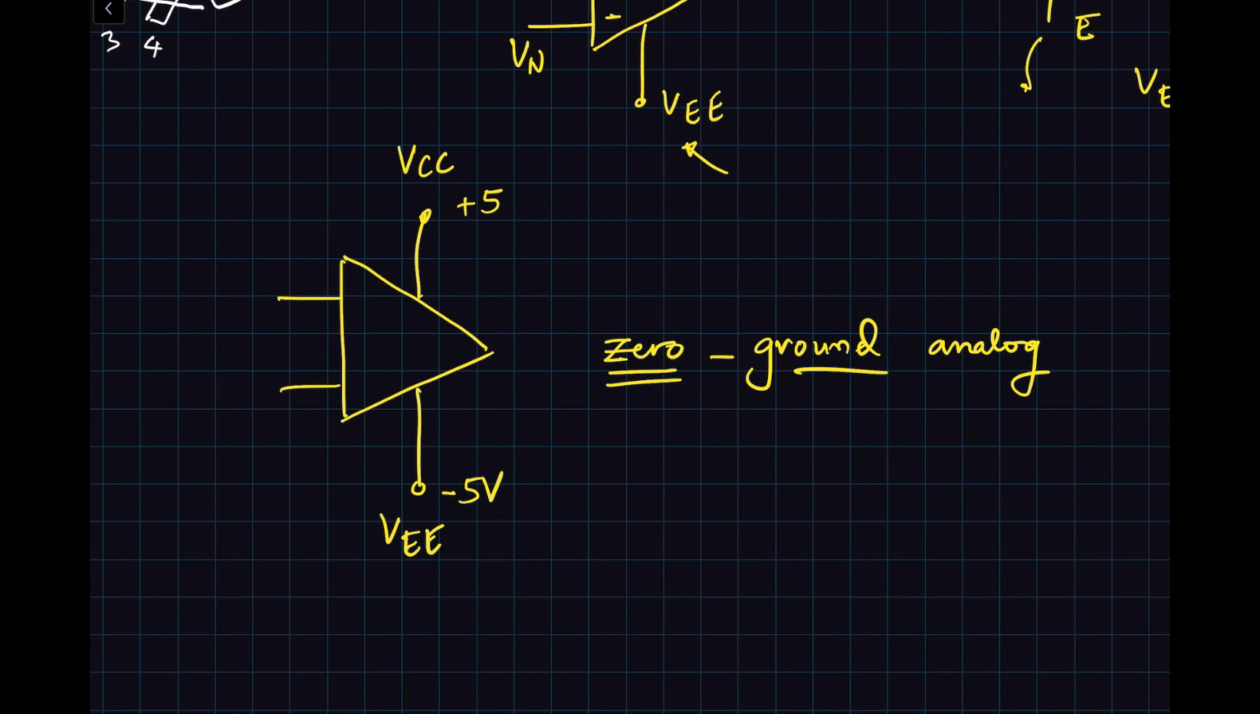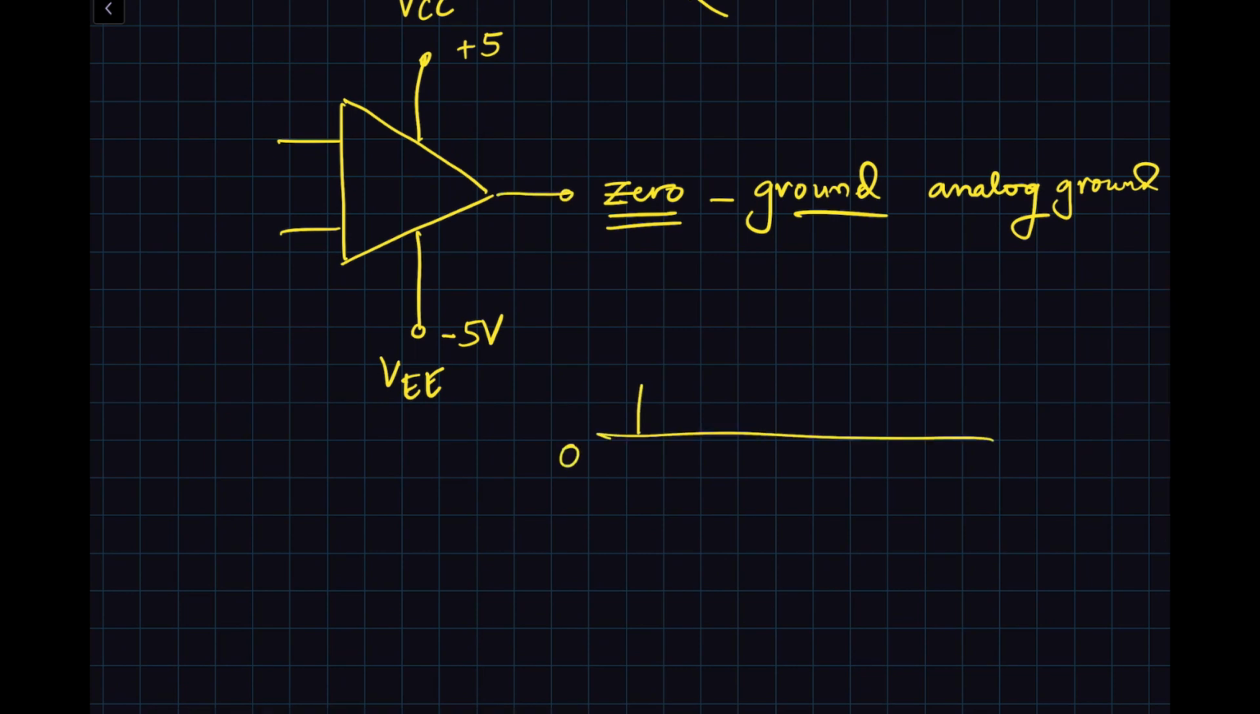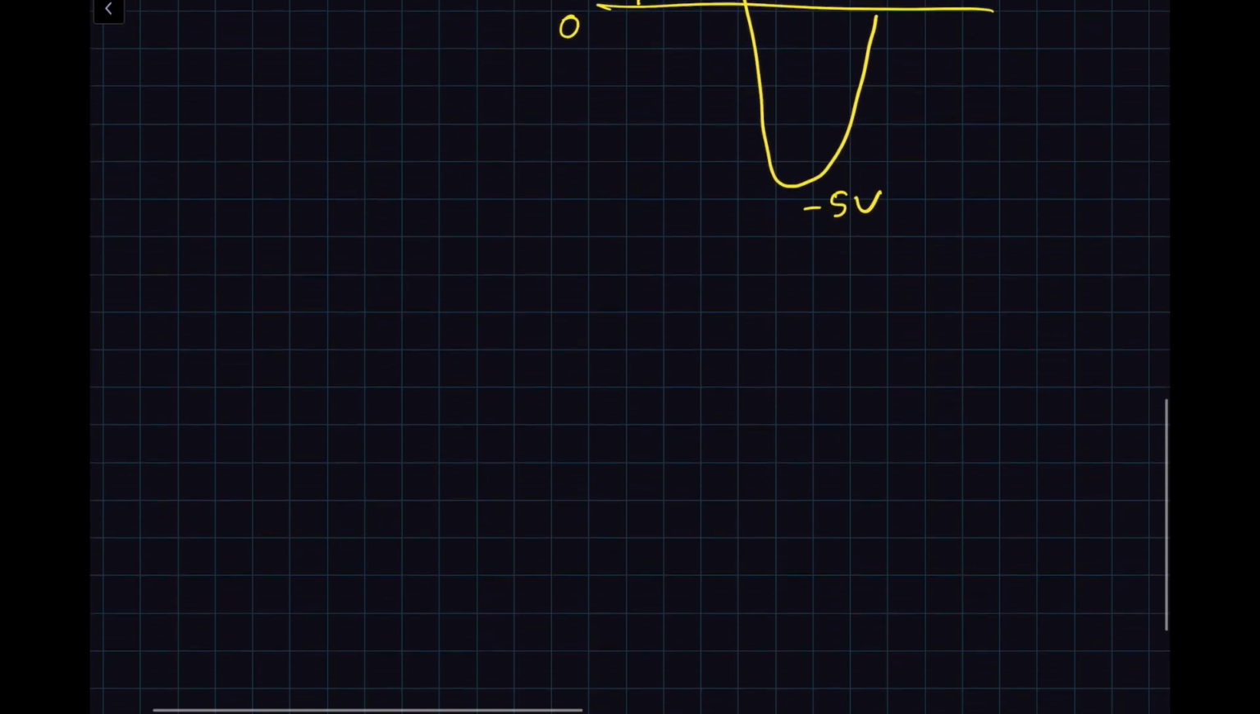Now when we say analog ground, that means all your signals are around this particular voltage. In this case, 0 volts is the analog ground, because let's say this is the output, and this is 0 volts, then the signal going up and down can go up to plus 5 volts and minus 5 volts, purely because of the way the supply voltage is given for this amplifier.